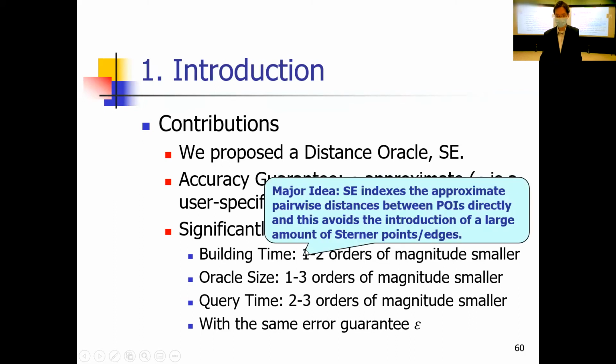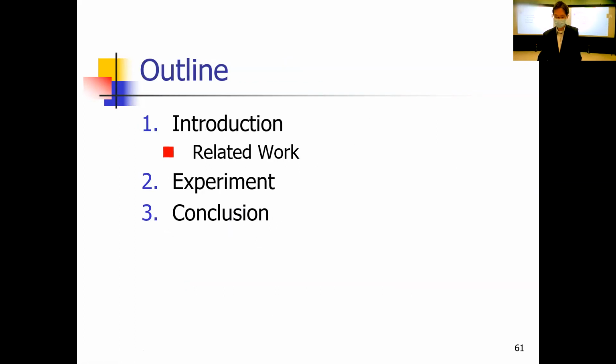The major idea is as follows. Our data structure indexes the approximate pairwise distances between points of interest directly. And this avoids the introduction of a large amount of Steiner points and edges in the data structure. So this is the major idea. The detail will not be discussed here. If you understand this, now go to the experiment.